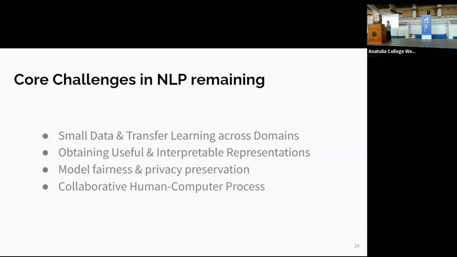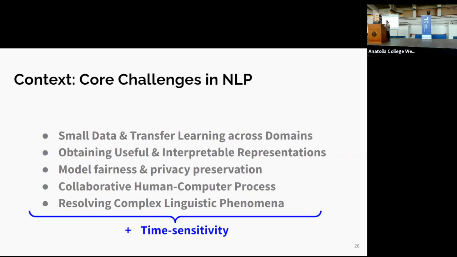How do we enable a better human-computer collaborative process so that we can both do tasks better, but also improve models? People work in this area with, for example, reinforcement learning from human feedback, and other human-in-the-loop approaches. And of course, we have the resolution of complex linguistic phenomena.